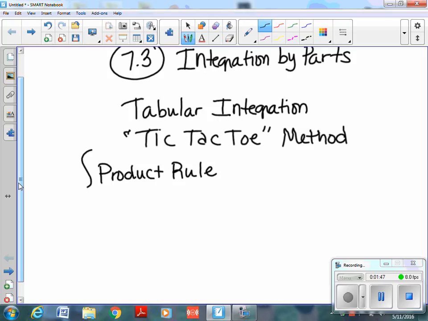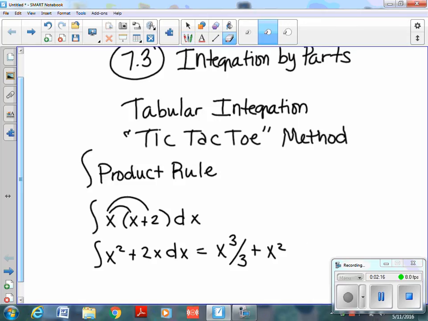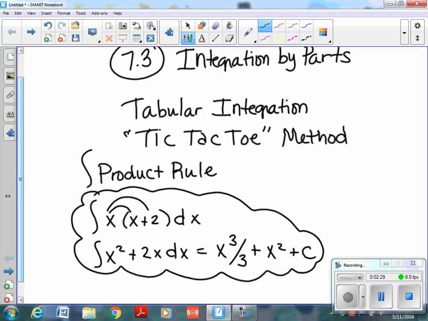when you have two things underneath the integral and you can't simplify it. For example, if you saw x(x + 2) dx, you do not need to use the product rule, because I can simplify this to x squared plus 2x dx, and then integrate to x cubed over 3 plus x squared plus c. There are no limits. You do not need to use the product rule if you can simplify it first. The rest of these today, you need to use it.